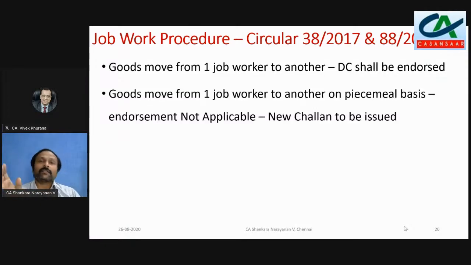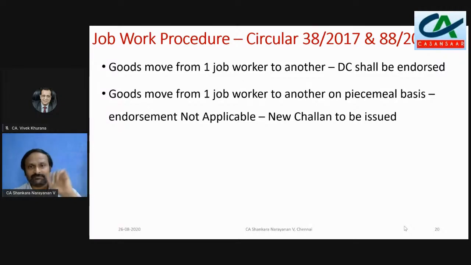And once it is going as an endorsed copy to job worker Y, I can raise the DC to job worker Y, because it is not necessary that of the 100 units I have sent to job worker X, he will send all the 100 to Y. Maybe he is sending only 50. In that case, he cannot give the full DC to him. In that case, he can send his DC. I will have to raise another new challan on Mr. Y to get the goods back from Mr. Y.